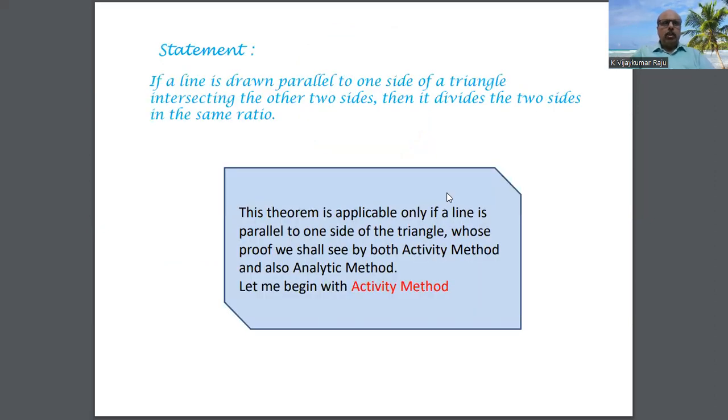Now, first let us see what is the statement of this theorem. It states that if a line is drawn parallel to one side of a triangle intersecting the other two sides, then it divides the two sides in the same ratio. This theorem is applicable only if a line is parallel to one side of the triangle, whose proof we shall see by both activity method and also analytical method. So first let us begin with the activity method.